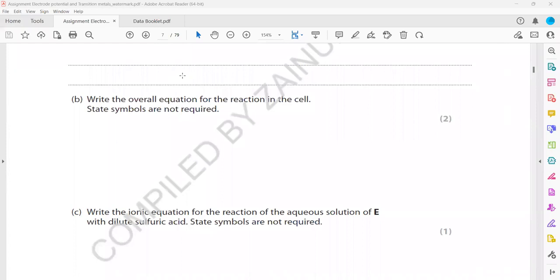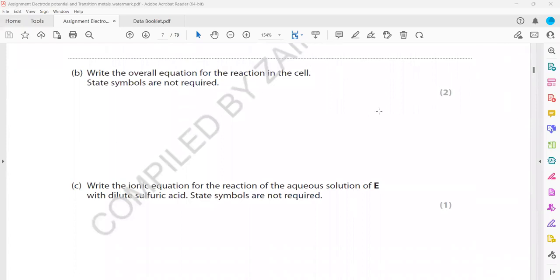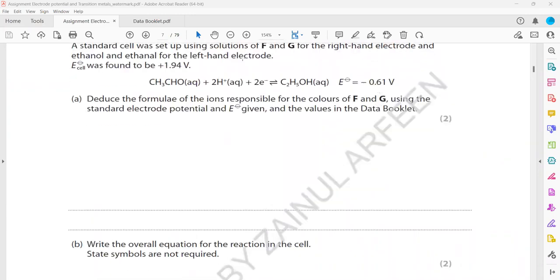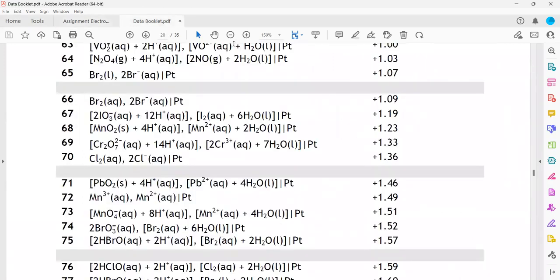So in the next question, write the overall equation. Write the overall equation for a reaction in a cell, and state symbols are not required. So how you can write an overall equation? Look, when we work out for the chromate, this was the equation: Cr2O7, 14, then 2 chromium and 7H2O. That was the equation.